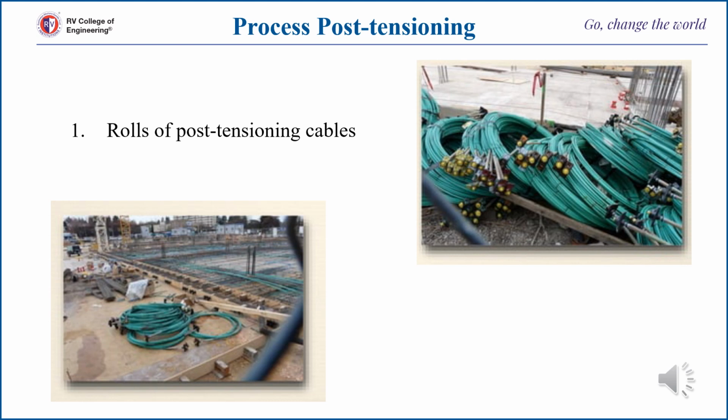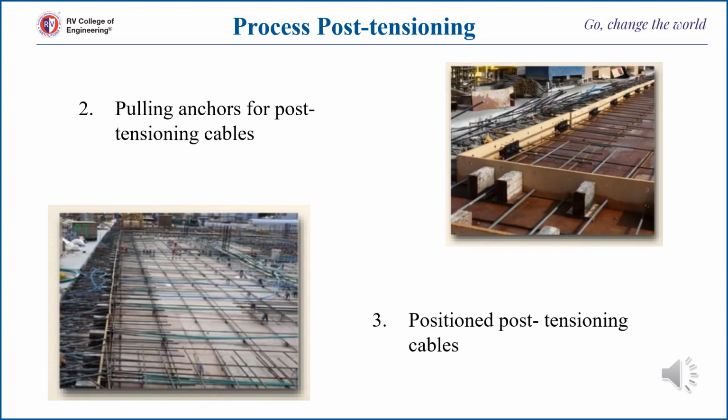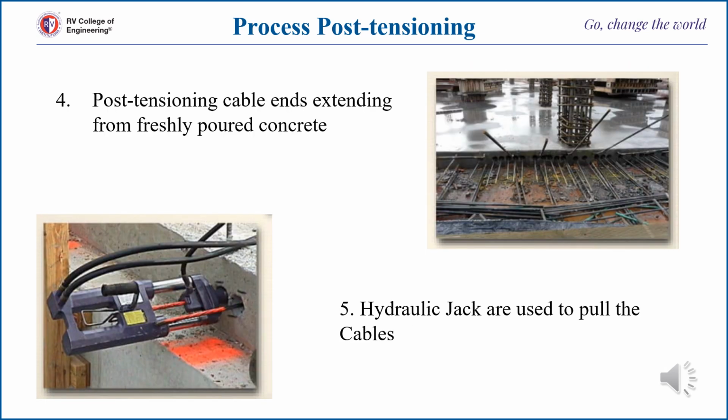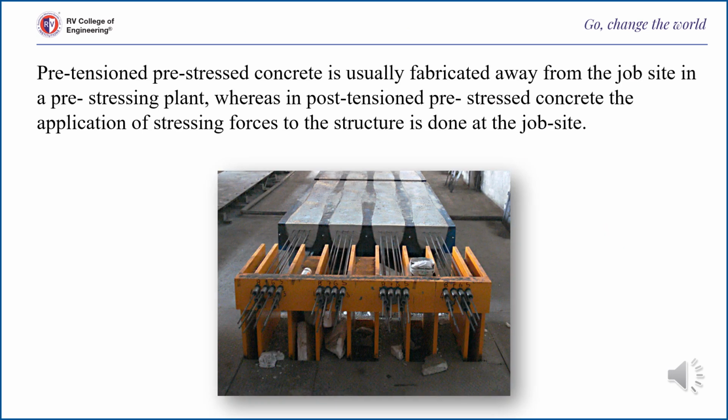Now let us look into the process of post-tensioning. First is the roll of post-tensioning cables. In the first process, we take the post-tensioning cables, and in the second process, we pull the anchors to the post-tensioning cables. In the third process, we position the post-tensioning cables. In the fourth process, the post-tensioning cable ends extend from the freshly poured concrete. And in the final process, hydraulic jacks are used to pull the cables so that tension is provided to the cables. Pre-tensioned pre-stressed concrete is usually fabricated away from the job site in a pre-stressing plant, whereas in post-tensioned pre-stressed concrete, the application of stressing forces to the structure is done at the job site.